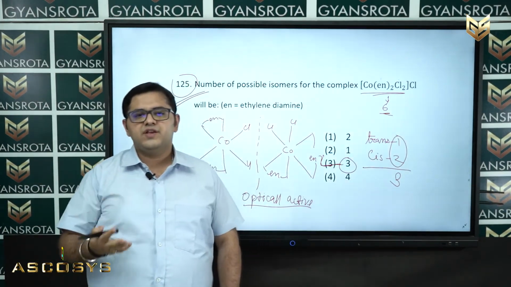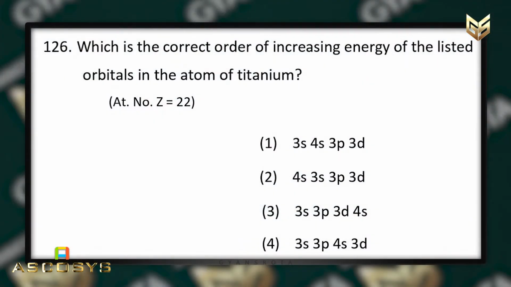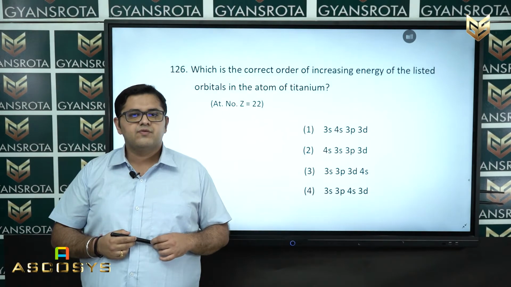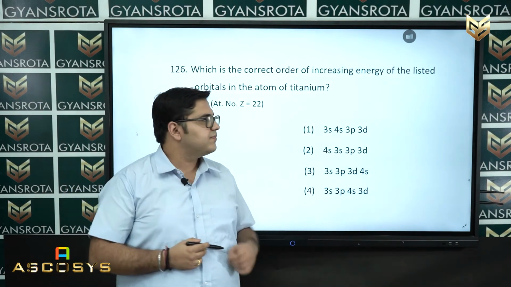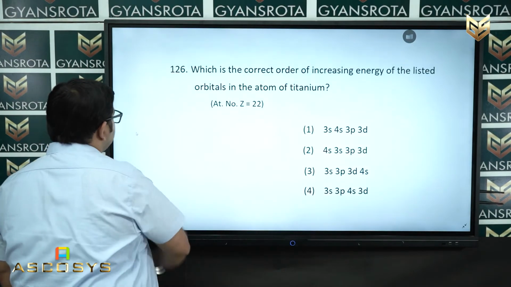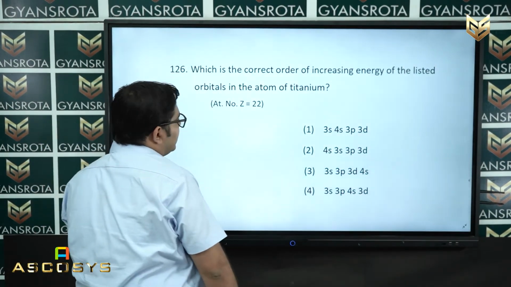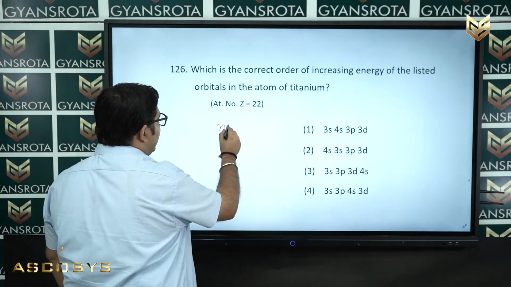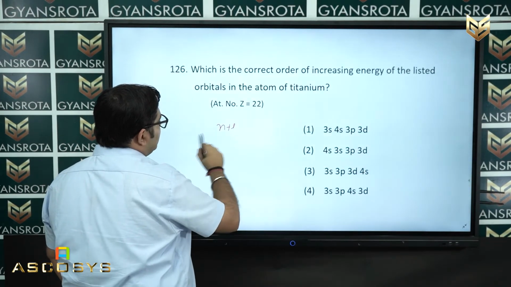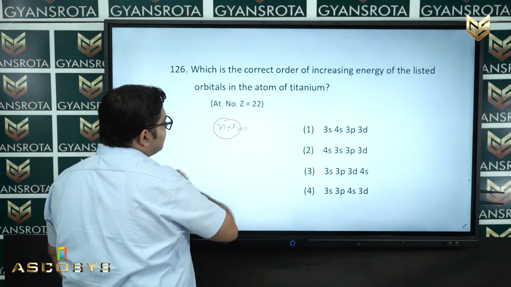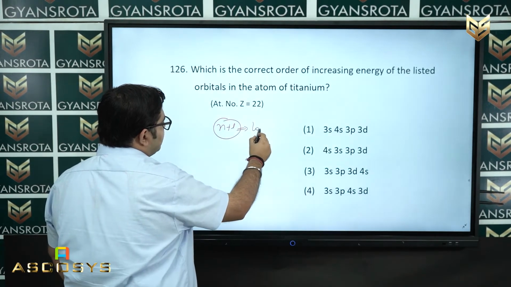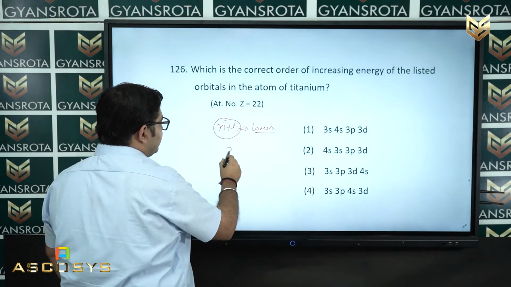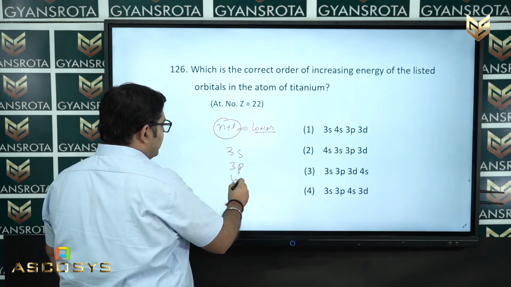So, now we are moving to the next question, question number 126. Question number 126 is on your screen. Which is the correct order of increasing energy of the listed orbitals in the atom of titanium? Now we are moving to the solution part. They ask you the correct order, so first of all we see the n plus l values. Whichever has the lower n plus l value will be filled first. Here we have 3s, 3p, 4s, 3d.